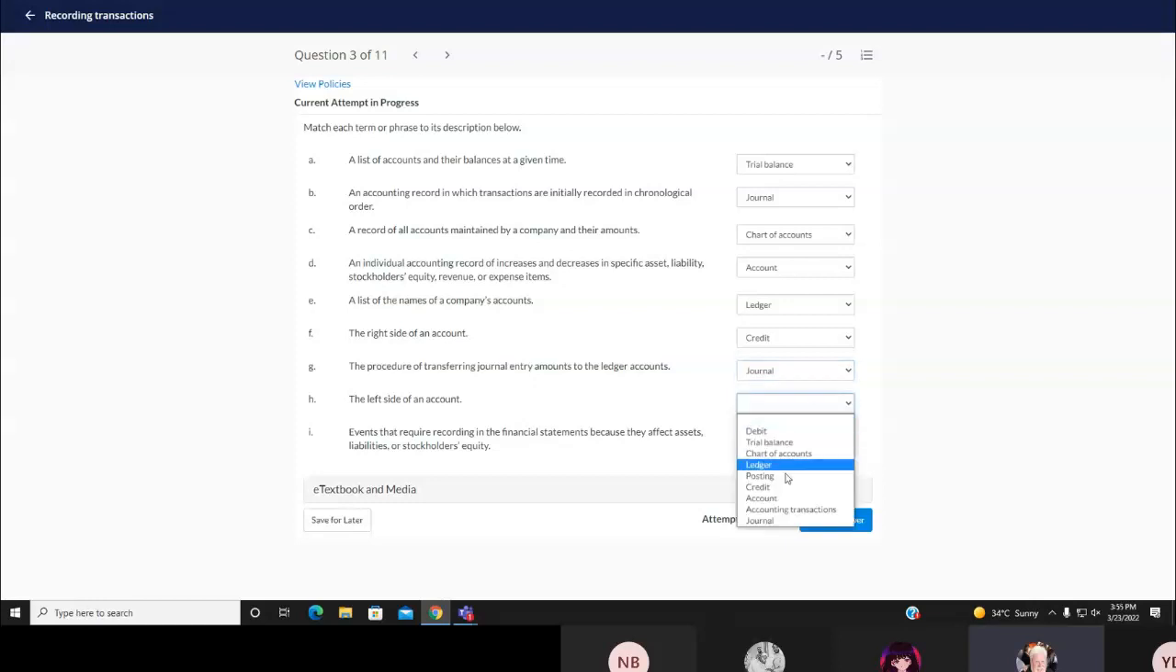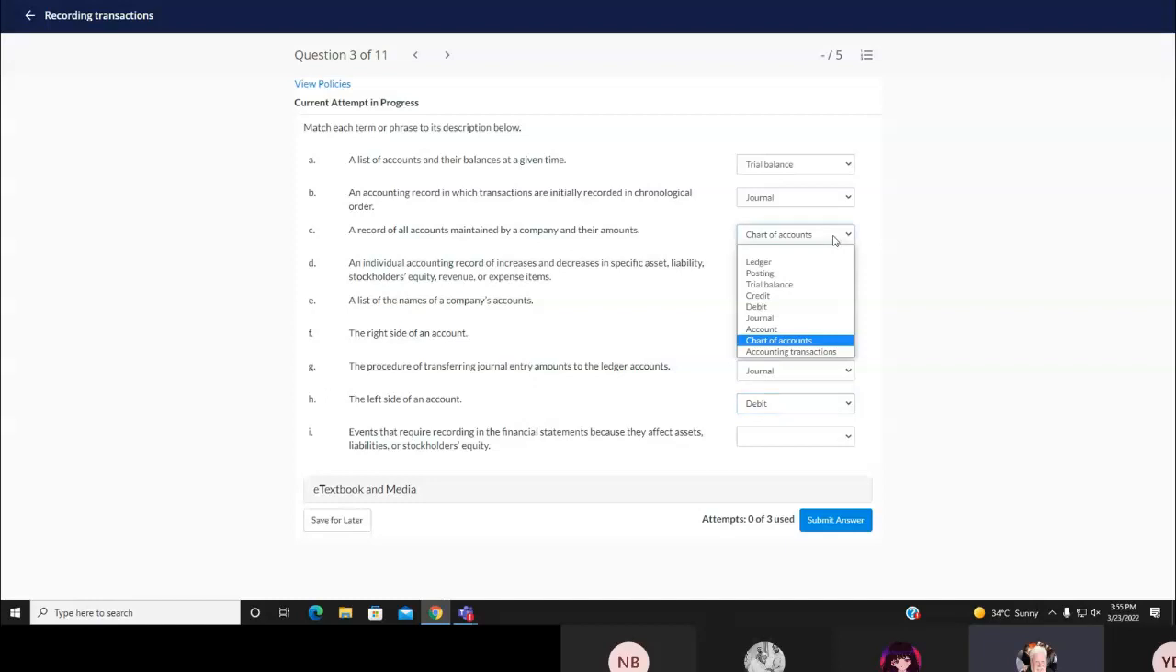All right. The left side of the account. Events that require recording in the accounting. Characters.